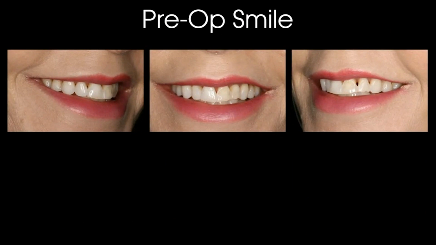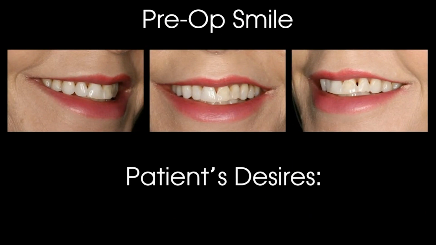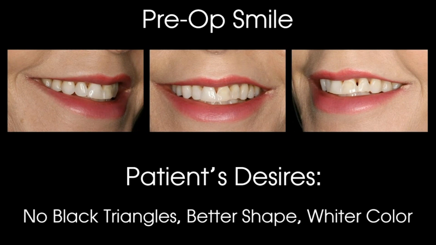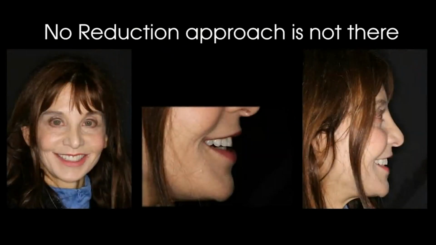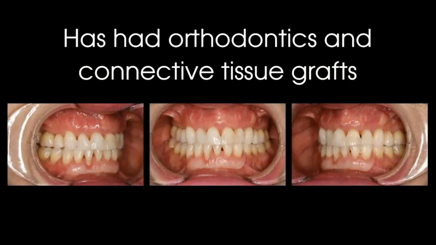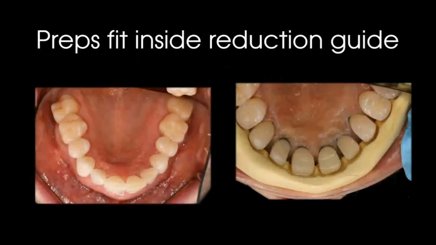So here's a pre-op smile of a patient, and her desires are no black triangles, better shape, and a whiter color. And look at what we ended up with. A no-reduction approach was not there, but I still wanted to be conservative. So the patient had orthodontics and connective tissue grafts, and the preps I did fit inside the reduction guide.